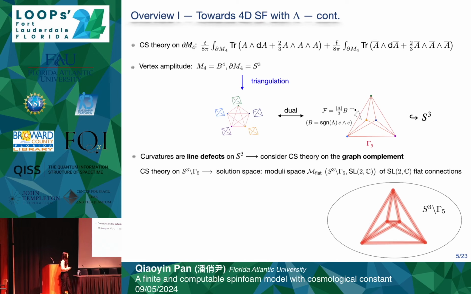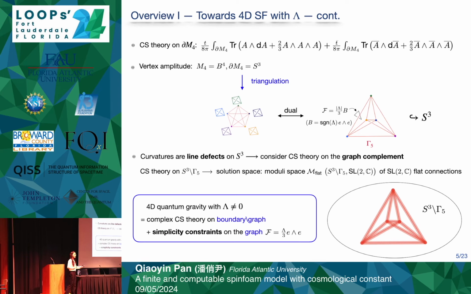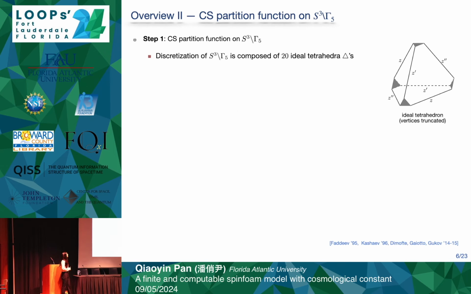The solution space of the Chern-Simons theory on this graph complement is given by the moduli space of SL(2,C) flat connections on this three-manifold. And along this discussion, the punchline here is that if we want to study four-dimensional quantum gravity with a non-zero lambda, then it is equivalent to study a complex Chern-Simons theory on the graph complement of the boundary of a four-manifold. And then we impose the simplicity constraint on the graph, which generates curvature in terms of geometry.